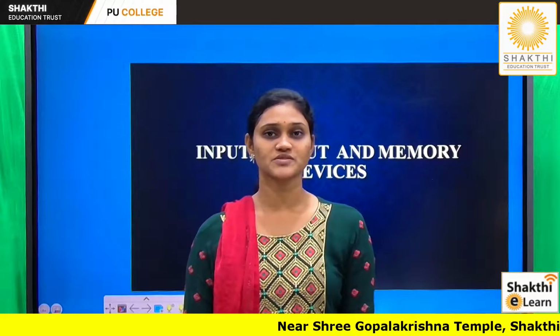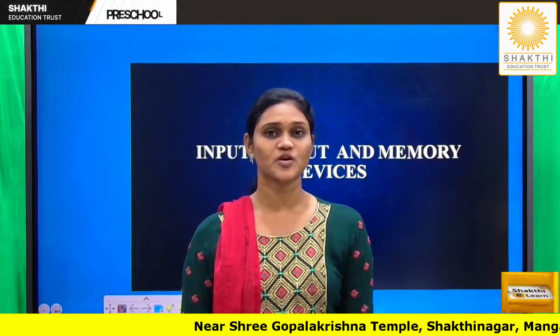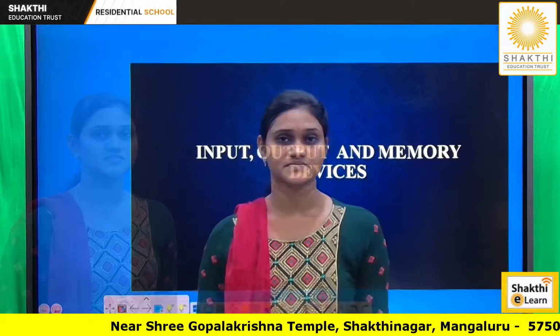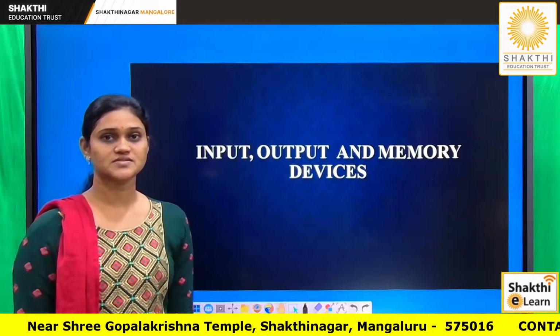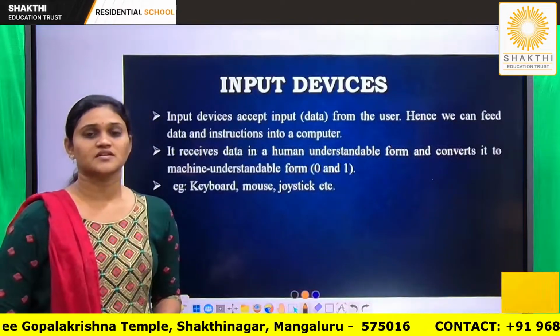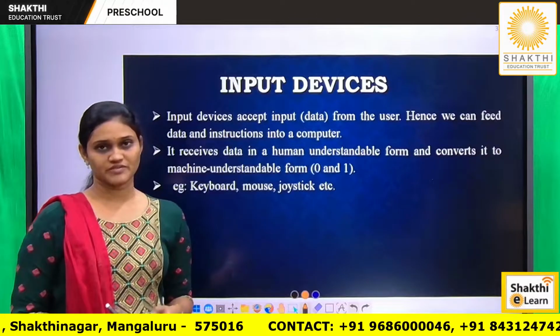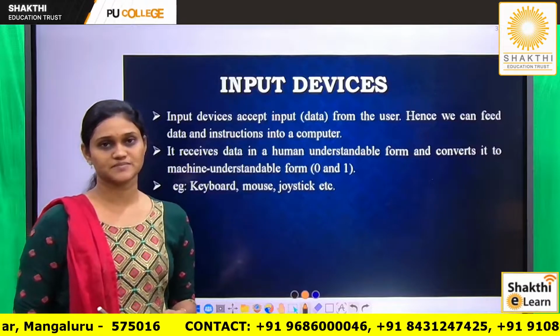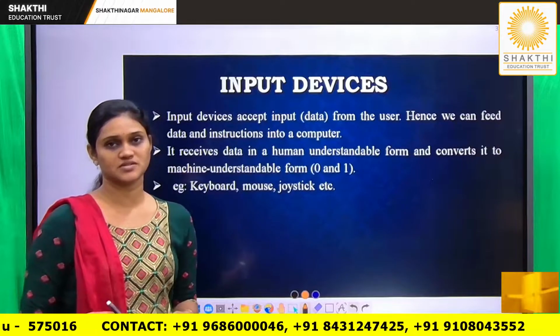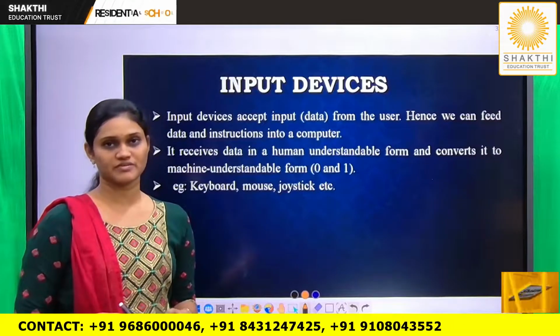Today I am going to summarize the chapter Input, Output and Memory Devices. Now let's see what this chapter deals with. Now let's see what an input device means. What do you mean by an input device? Any device that accepts input or data from the user is called an input device.